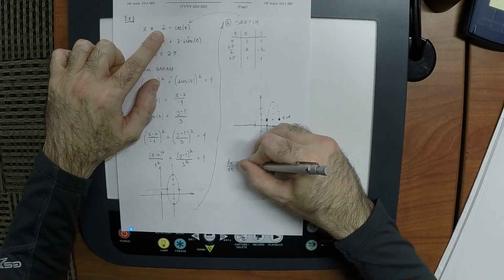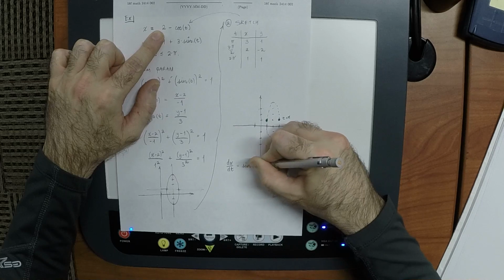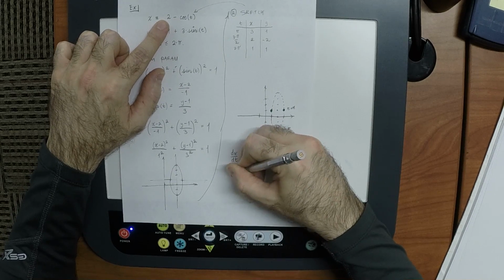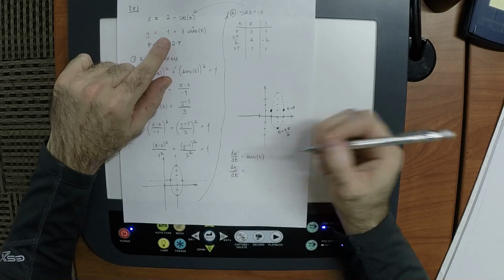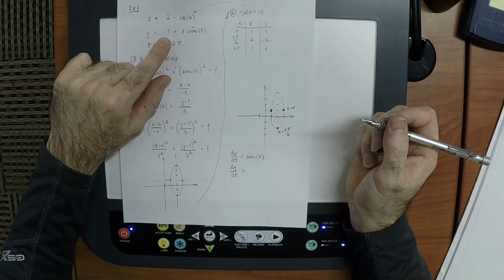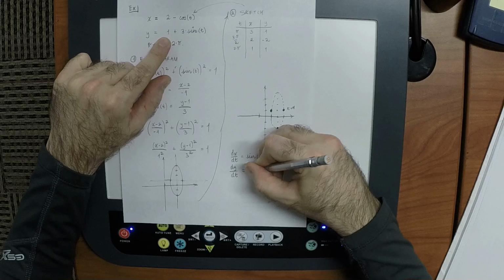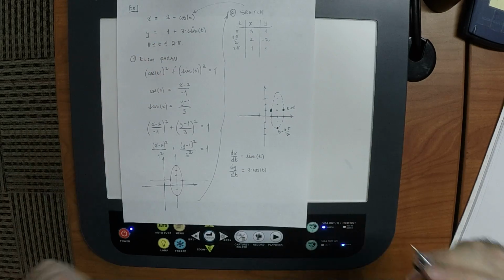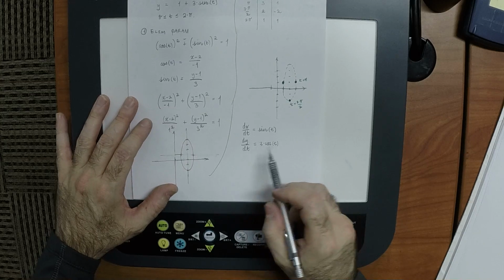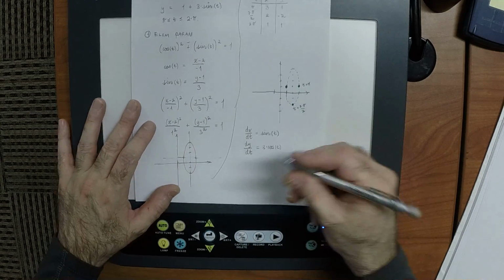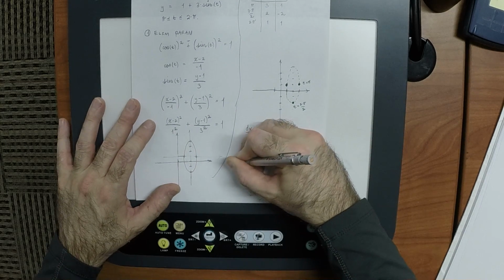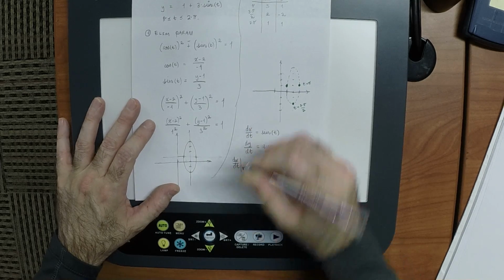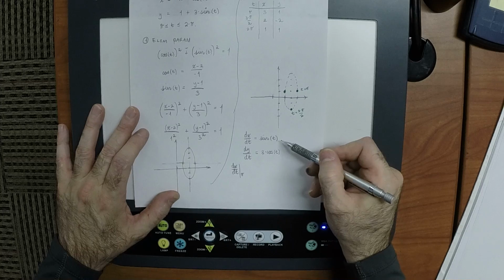Sine of t. And if we calculate dy dt, what do we get? 3 cosine t. Suppose that we evaluate these at pi. So dx dt evaluated at pi. So what is that evaluated at pi?